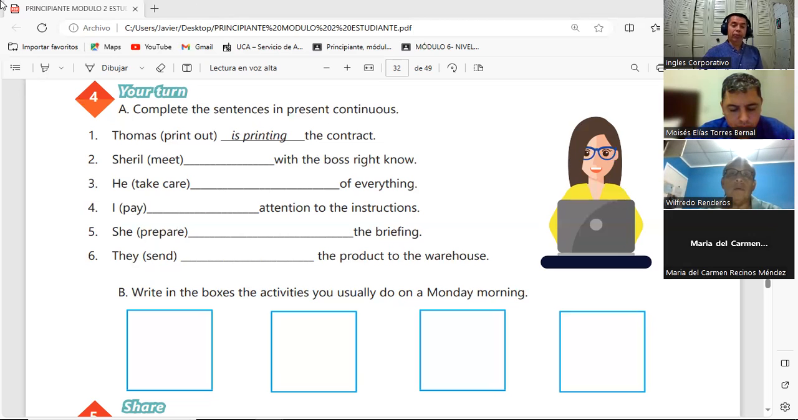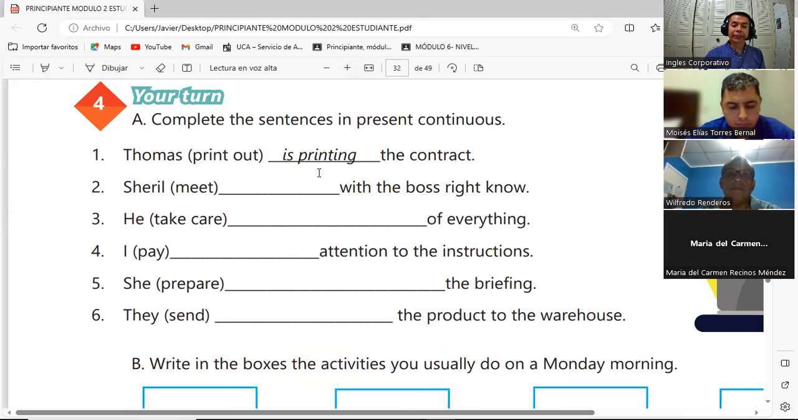Now let's go together. Number one is, attention, present continuous, right? Thomas is printing the contract, right? Good. Printing. Now, Cheryl, this goes to Enrique, right? Enrique? Simple present or present continuous, Enrique?